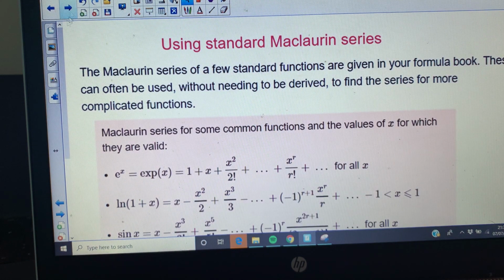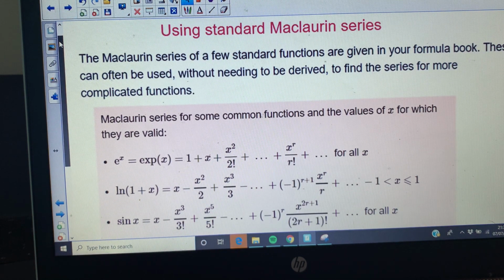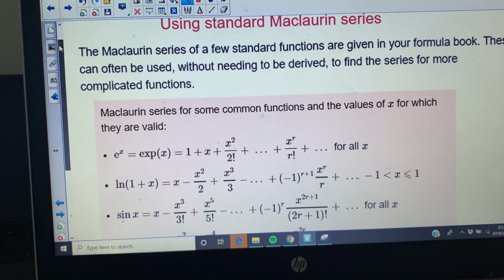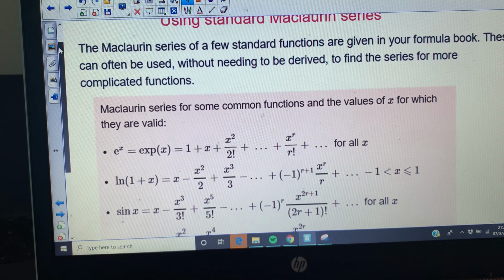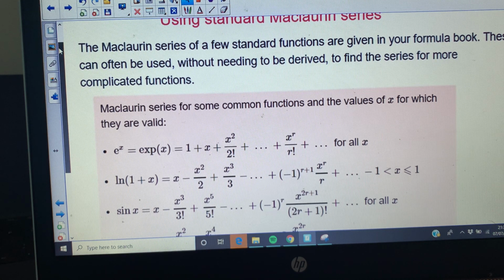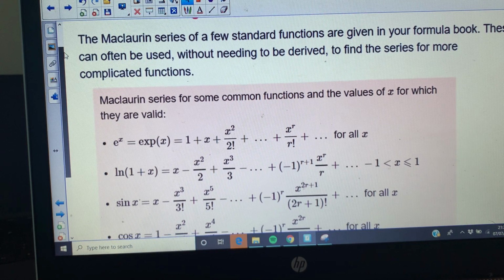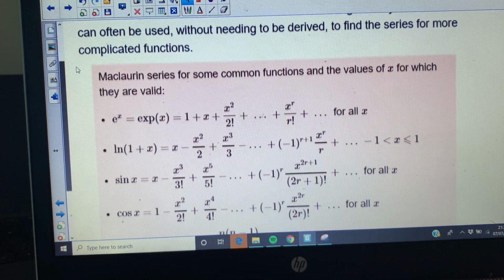Right, what we're going to do today is look at standard Maclaurin series. You've got a few standard functions that are going to be given to you in your formula book, and when you're allowed to use these and the question is quite clear, you can just substitute a value in. It makes it much easier than what we were doing last lesson.